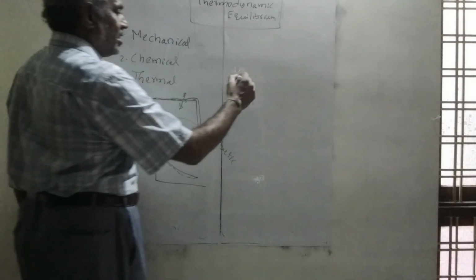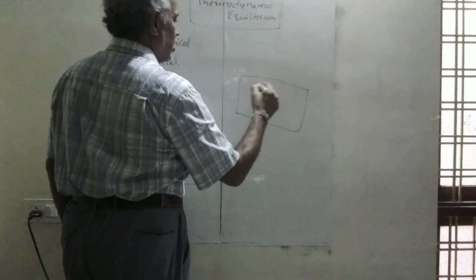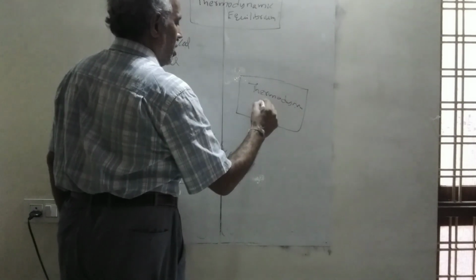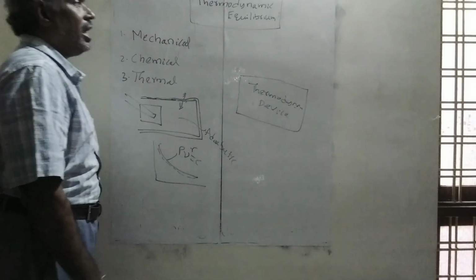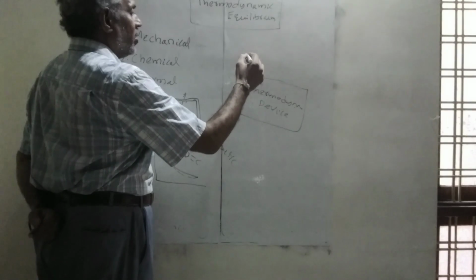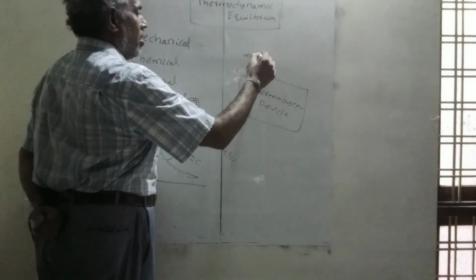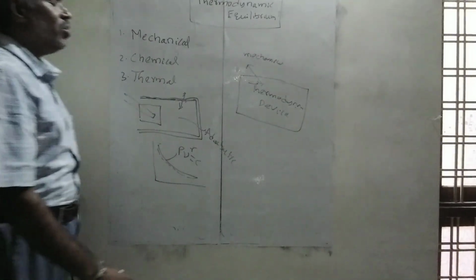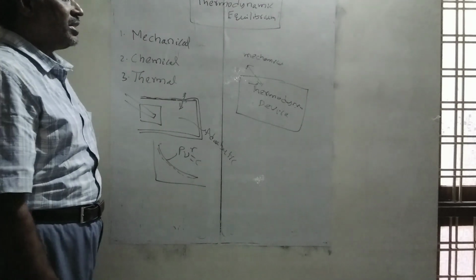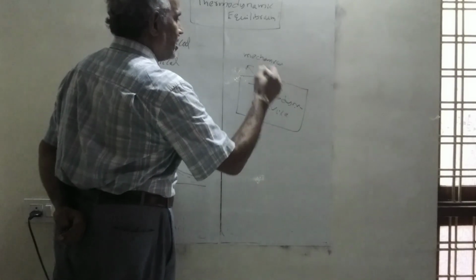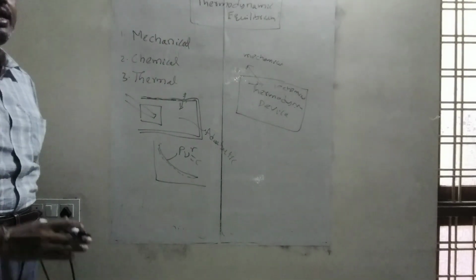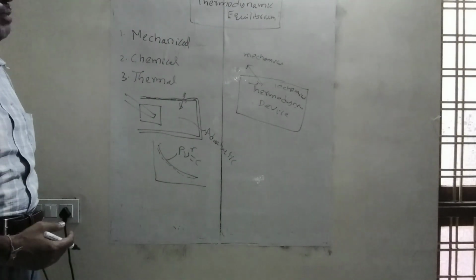So any mechanical device, or any thermodynamic device, must be in thermodynamic equilibrium. There should not be any mechanical imbalances between the system and surroundings or within the system. And there should not be any chemical reactions taking place unexpectedly while the device is functioning. So, no chemical reactions. And finally, there should not be any unnecessary heat transfer between the system and surroundings.